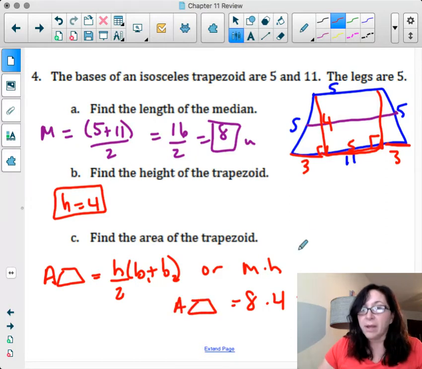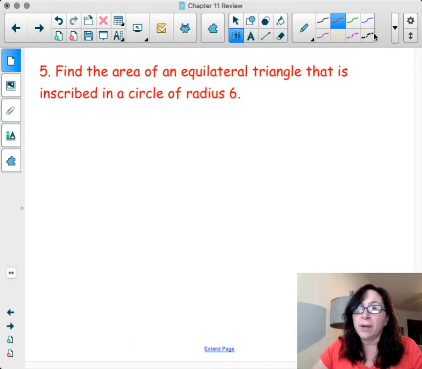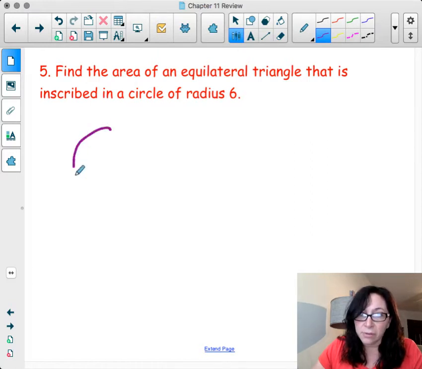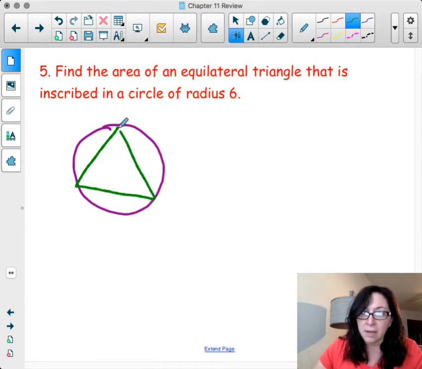Okay. All right. Let's see here. Find the area of an equilateral triangle that is inscribed in a circle. An equilateral triangle that's in a circle. So let's draw the circle first, and then draw our equilateral triangle. Equilateral means all sides and all angles are equal, congruent, which means then that they're all 60 degrees.